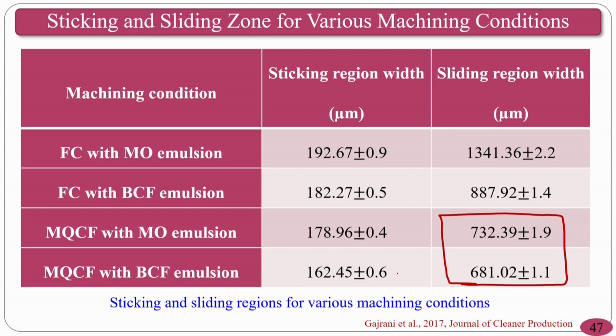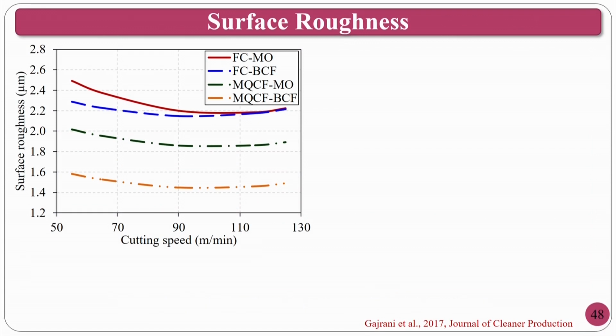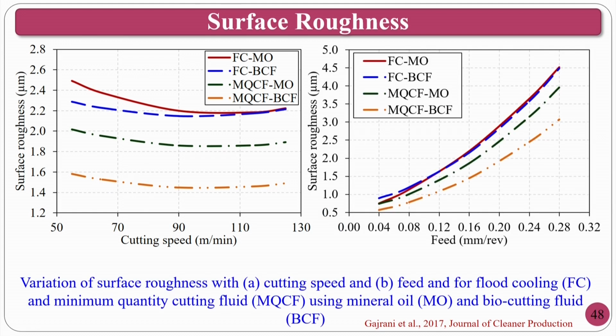So what I mean to say is biocutting fluid with minimum quantity cutting fluid application gives better results compared to others. For the ecological aspects as well as for the performance point of view, if both things are giving better results, why can't we use this as a good alternative?